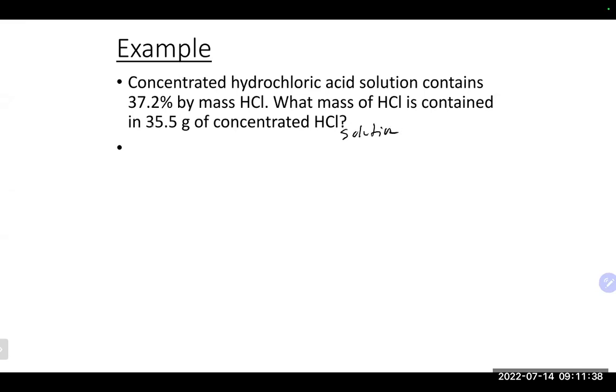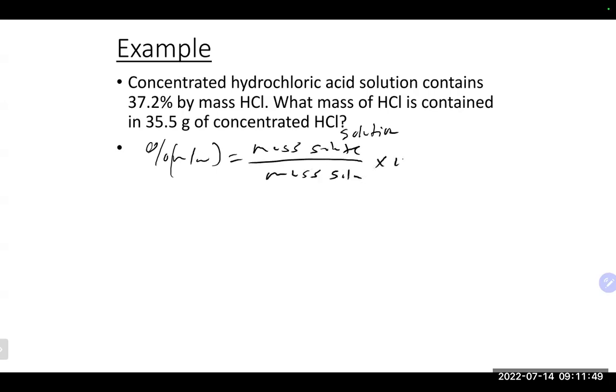Okay, so looking at this one, we have the percent mass to mass given to us. So we're looking for the mass of the solute over the mass of the solution, times 100%. So you could definitely put everything into this. Since we do have the mass of the solution given to us, you could rearrange it and solve for the mass of the solute, which is the HCl in this case. A reminder that the name of the solution, as we talked about last time, is really what the solute is. So if we have a hydrochloric acid solution, hydrochloric acid here would be the solute.